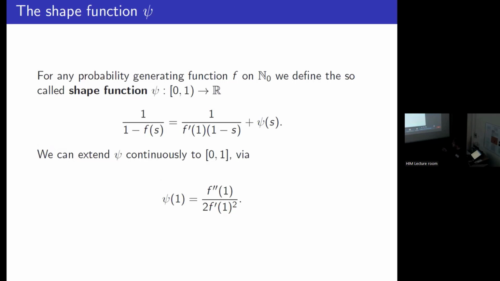And what does it do? It somehow decouples the expectation of your offspring distribution from the variance. So you do a Taylor expansion of this function f around 1, which is the mean. And then everything else, which is connected to the variance, is put into this shape function psi of s. And a good part is that the shape function at position 1 states exactly that it is connected to the second moment compared to the first moment. So it somehow decouples the first and the second moment.